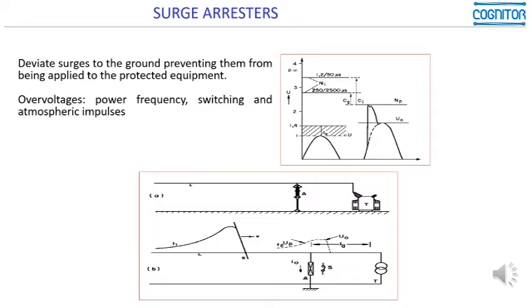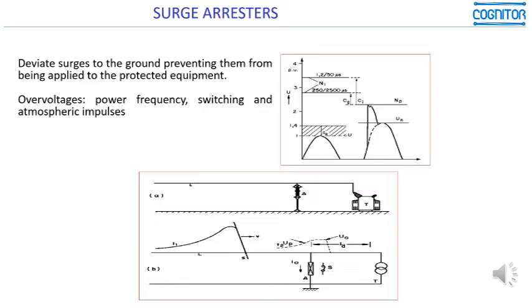When this overvoltage, which you can see in the right top side of this figure, arrives to the lightning arrester, to the surge arrester, then the impedance, let's call it resistance, of the surge arrester should become extremely low. The ideal thing would be to be zero, deviating all the overvoltage to the ground.